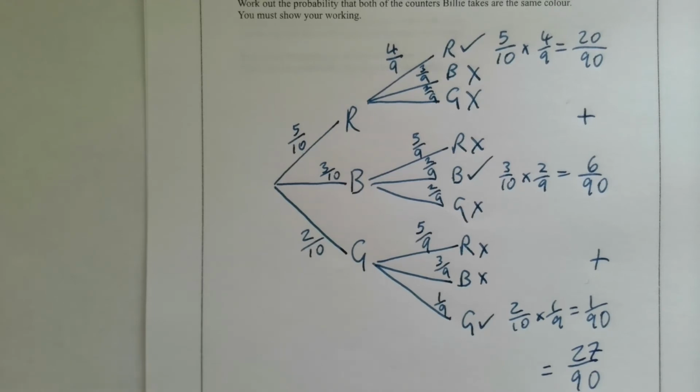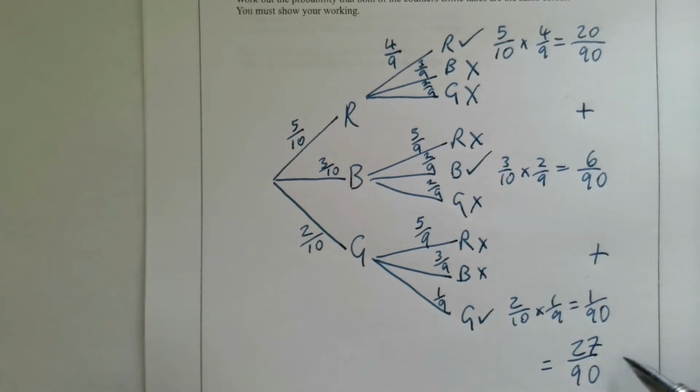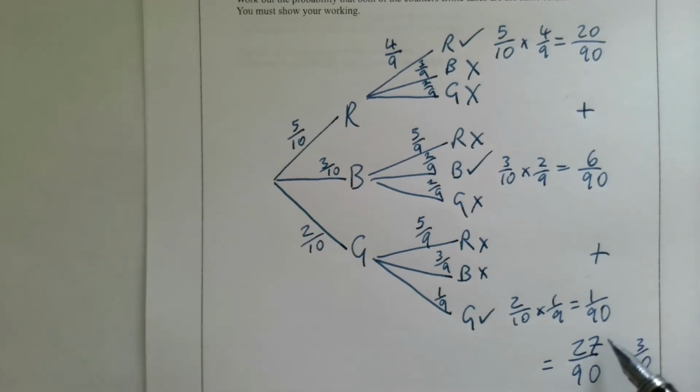Now you can, if you like, spot that 9 goes into both of those and say that that is the same thing as 3/10, but that is full marks. And 30% you could do if you're showing off, or 0.3, but it really doesn't matter.